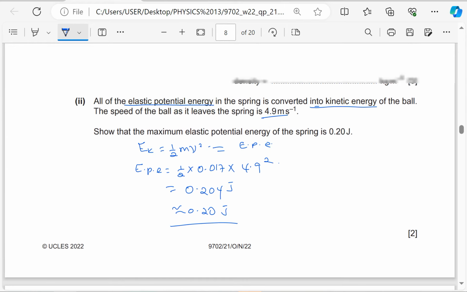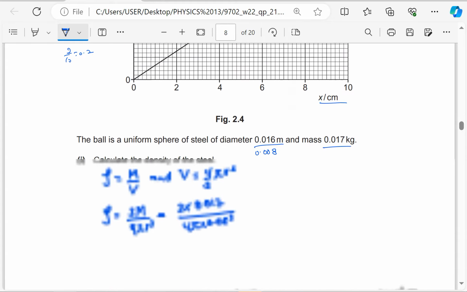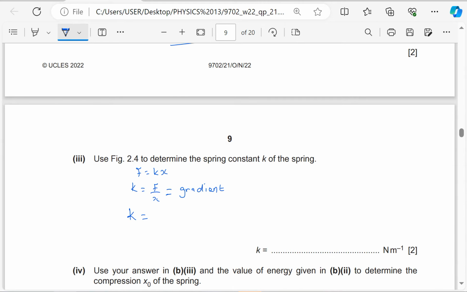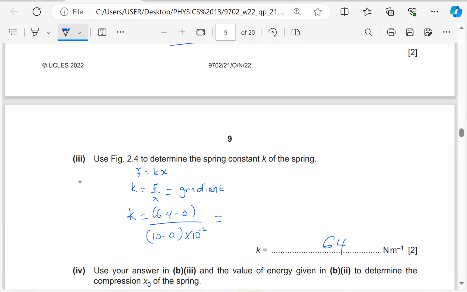So on the vertical, I have 6.4 minus 0. On the X, I have 10 minus 0, but this is in centimeters. So I'll say this is going to be 6.4 minus 0 divided by 10 minus 0 times 10 to the power of minus 2. So 6.4 divided by 10 exponent minus 2. So this gives me 64. So the answer is 64 here.